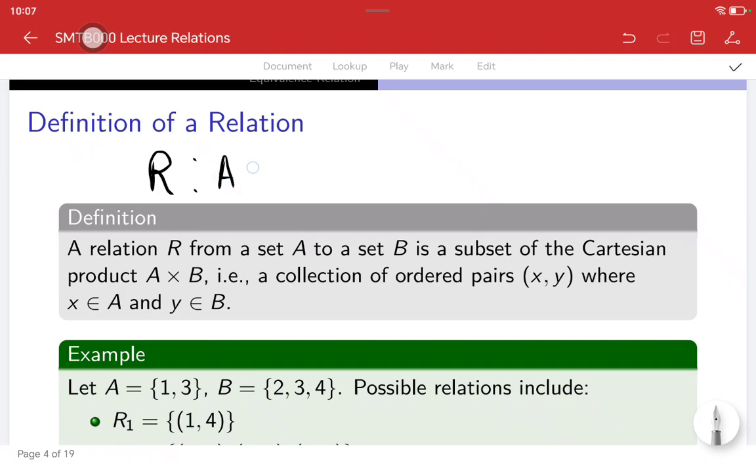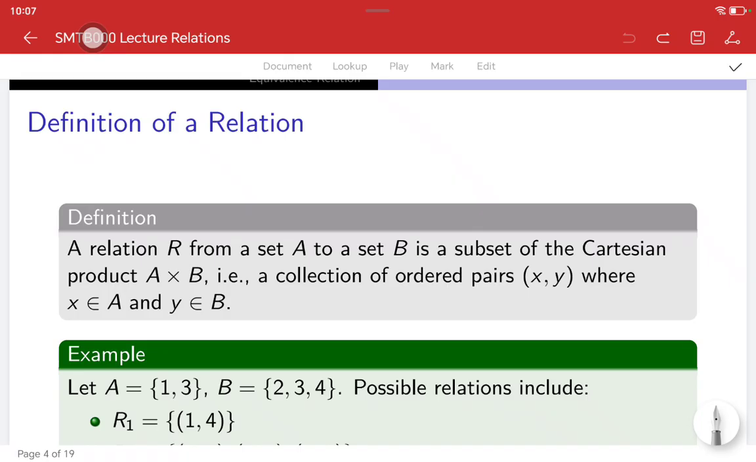We can have A cross B going to a certain set, or we can have A to B such that this will contain a Cartesian product, right?